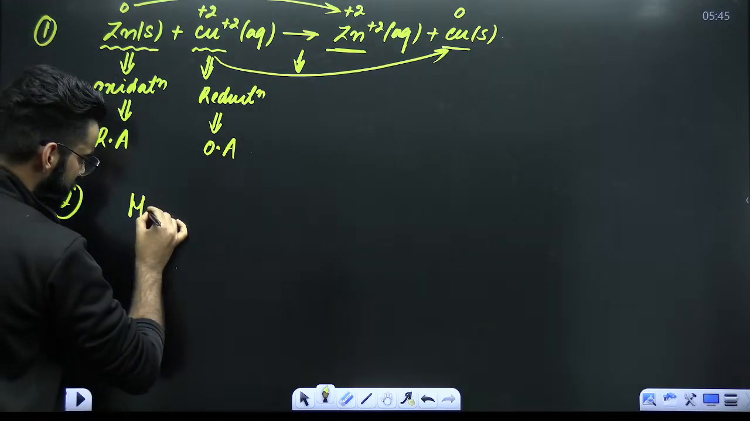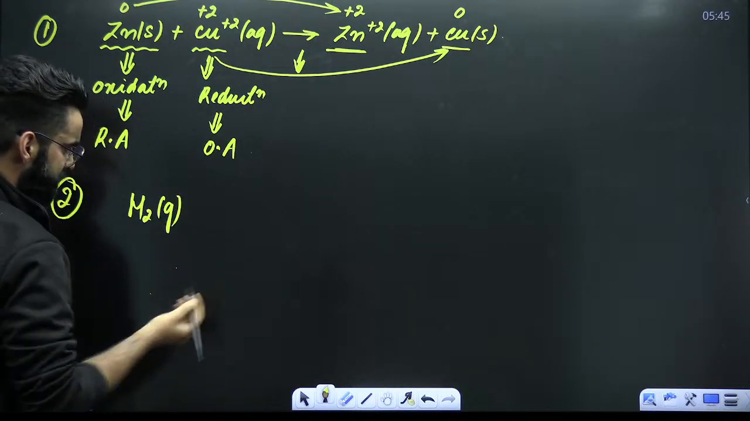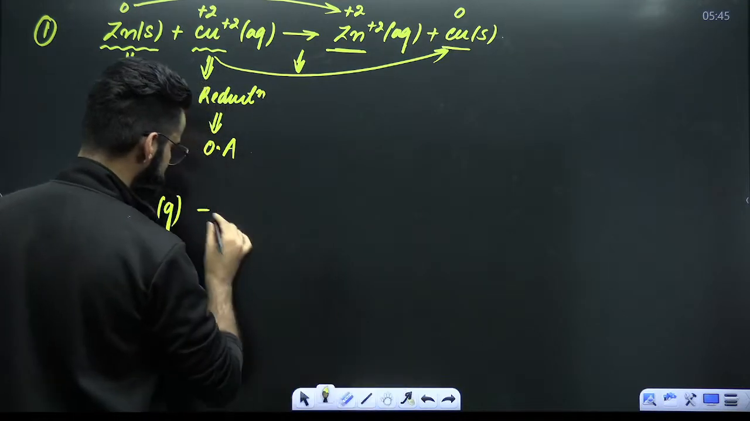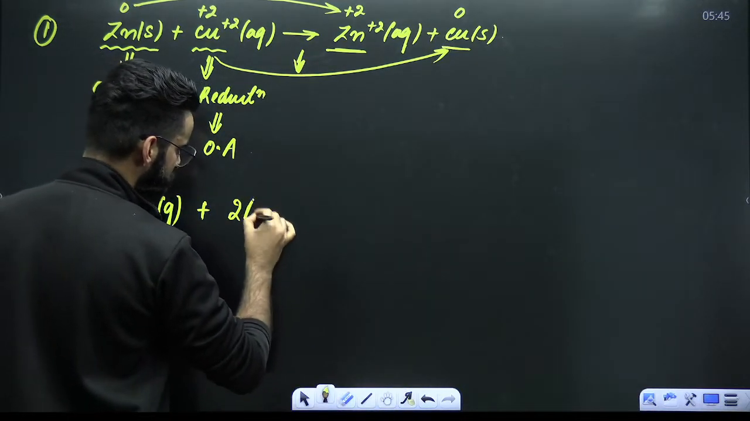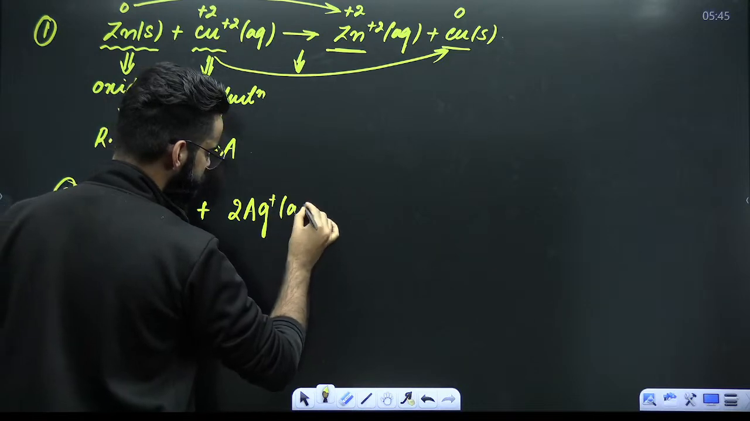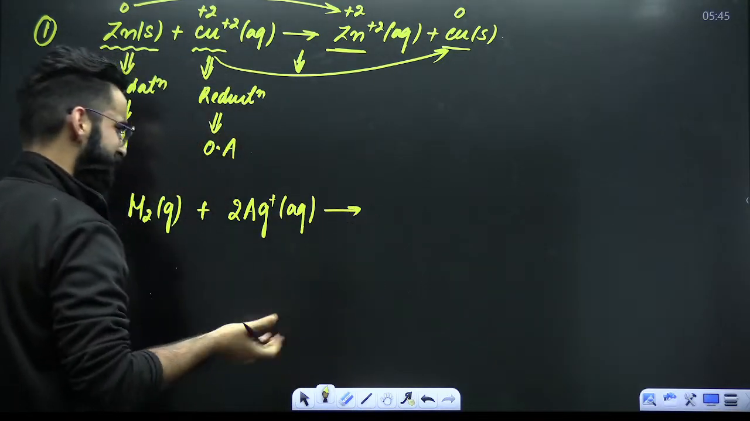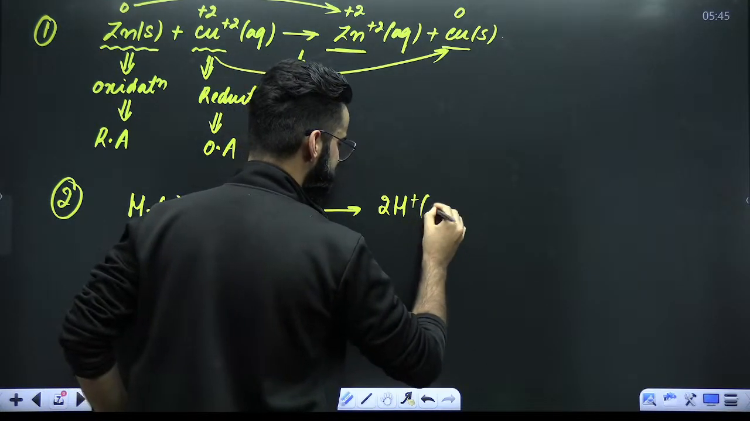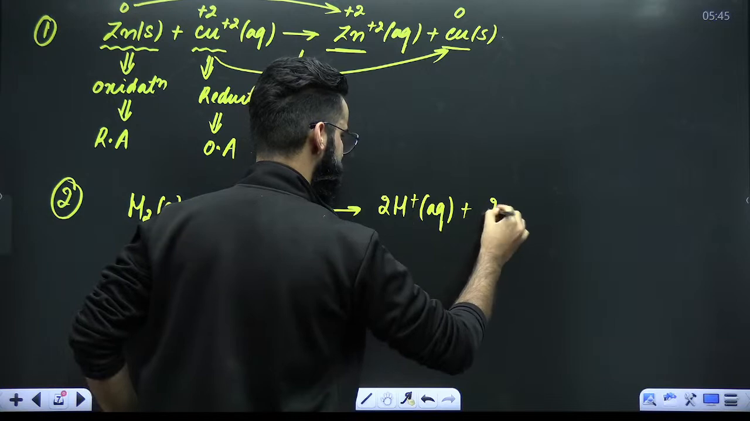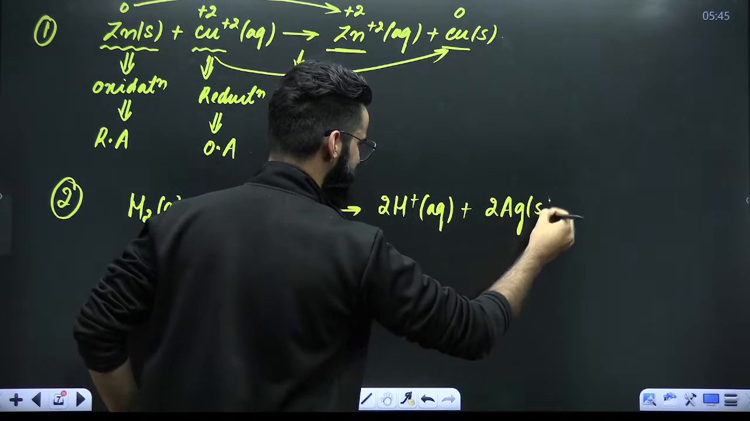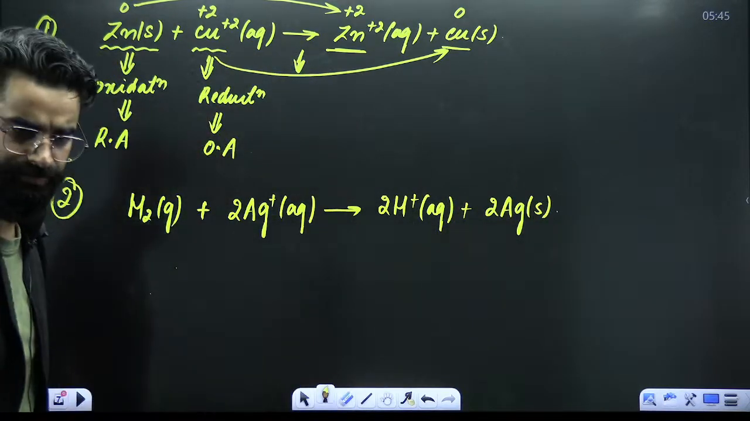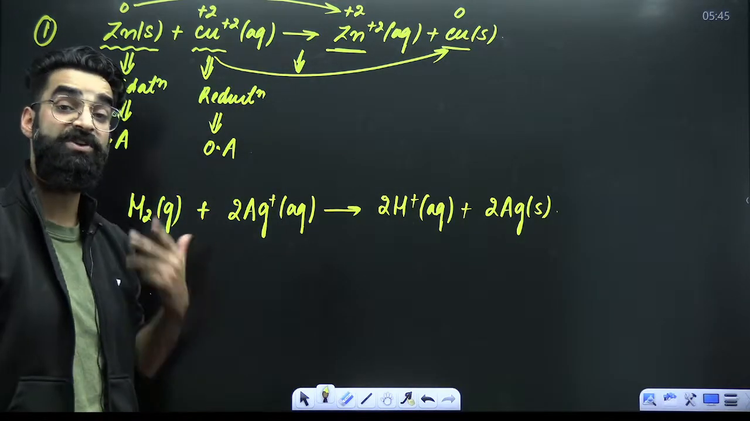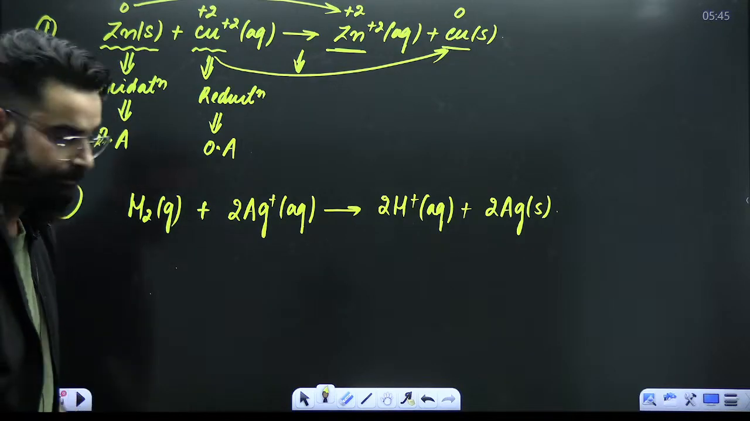See guys, for example, I'm writing a reaction like this. H2 gas plus 2 times Ag positive. Let's say it gives 2 times Ag positive aqueous and 2 times Ag solid. These are some reactions which I'm writing as such, right? Let's say this is the reaction which I've taken into consideration. And in this particular reaction, I need to check which particular species is the oxidizing agent and which one is the reducing agent. Let's get to know about that.